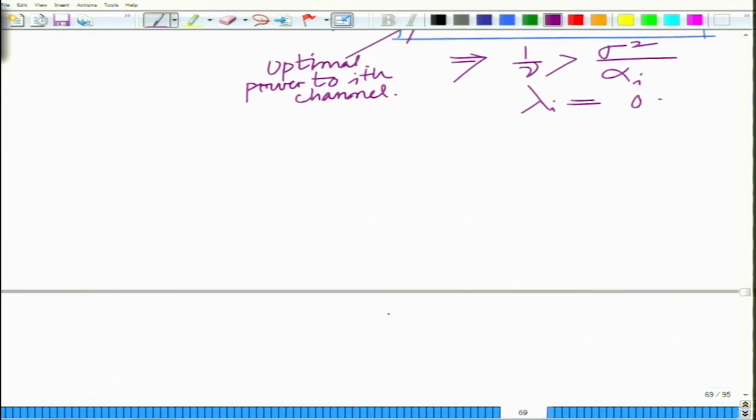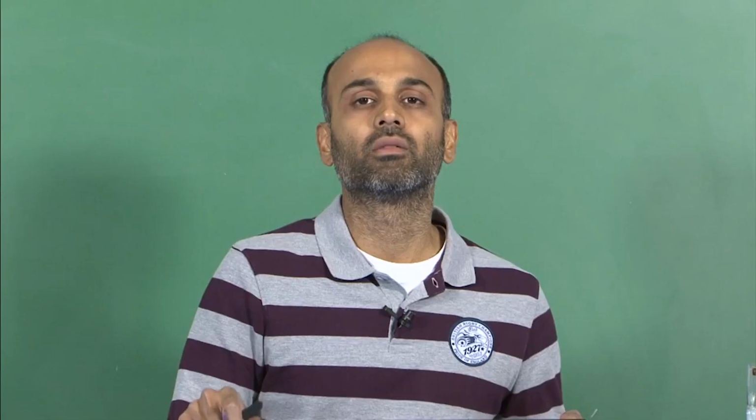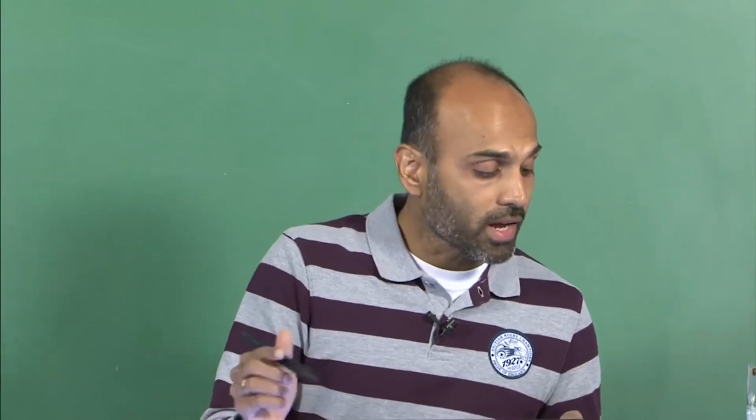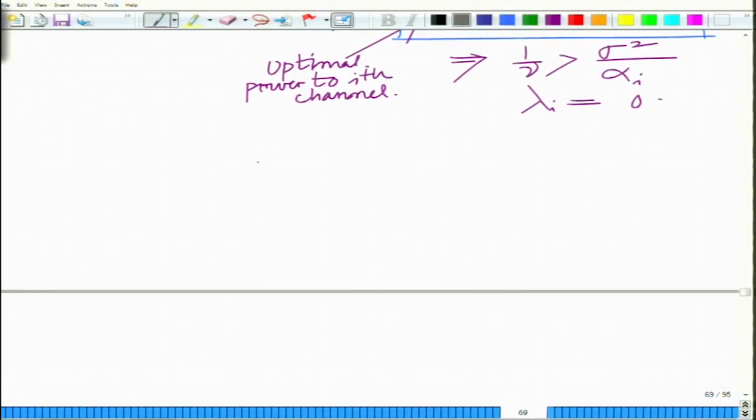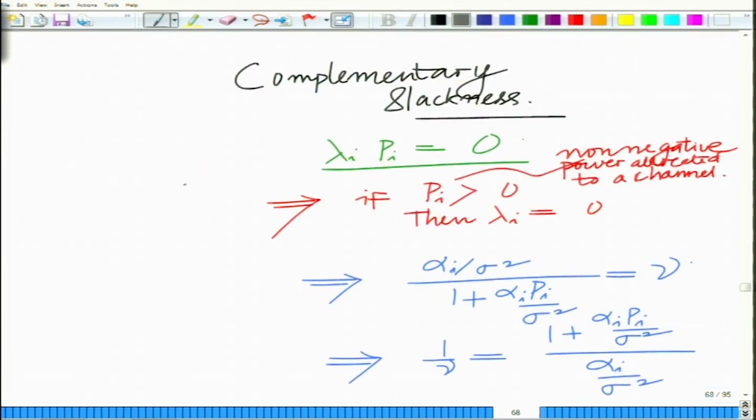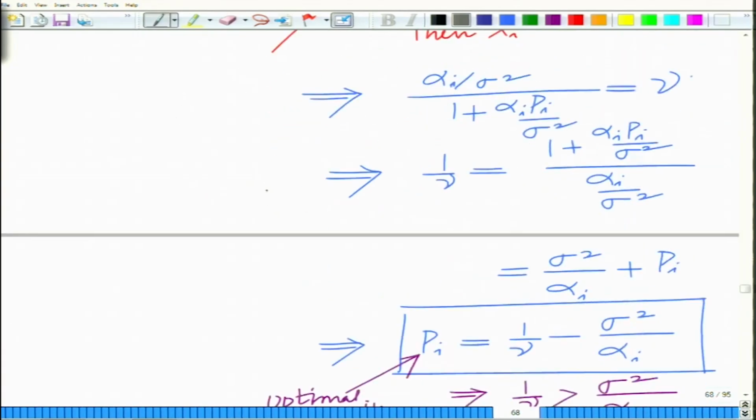Okay, so that is 1 over nu minus sigma square divided by alpha I, which implies that 1 over nu is greater than sigma square over alpha I, because the power has to be non-negative. On the other hand, now if this is your case 2, the above is your case 1. Case 1 is Pi greater than 0.